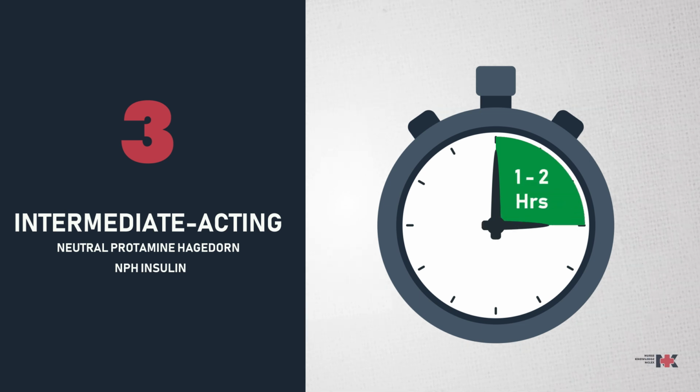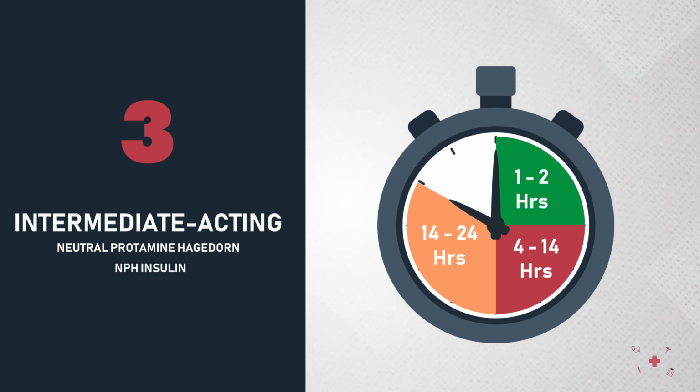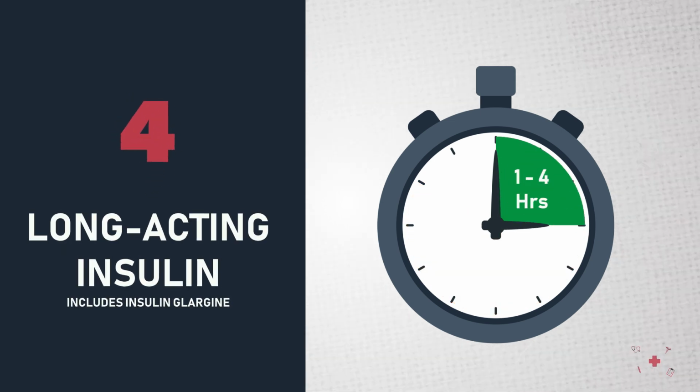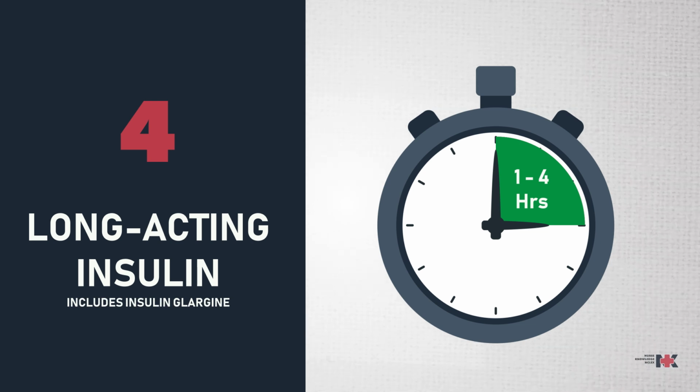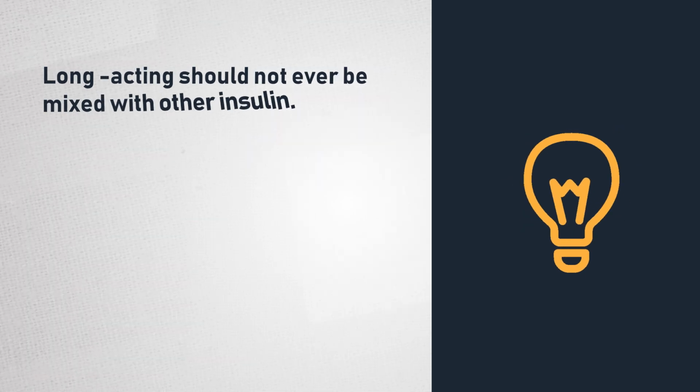The onset is 1 to 2 hours following administration, peaks at 4 to 14 hours, and lasts 14 to 24 hours. And then we have our long-acting, which is insulin glargine. An onset of 1 to 4 hours following administration. It does not have a peak, and it can last all the way to 24 hours. Our long-acting should not ever be mixed with other insulins.